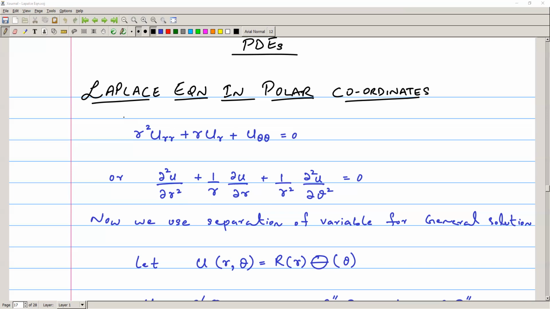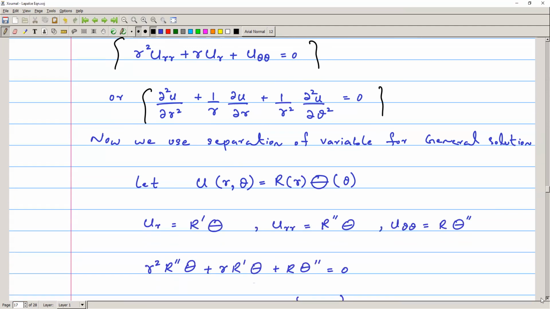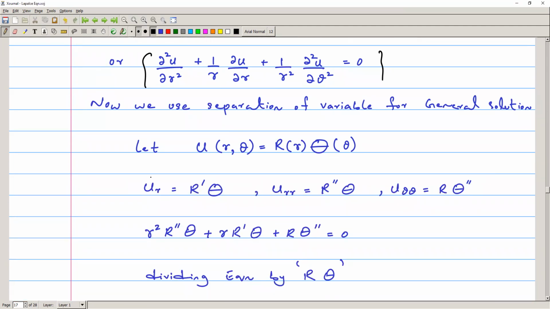So the Laplace equation in polar coordinates is given by this form: r squared u_rr plus r u_r plus u_theta theta is equal to 0, right? And we can also write the equation in this way. By using separation of variables, the classical technique we have been using since we started the heat equation, here we will apply the same method, that is separation of variables: u(r, theta) is equal to R, a function of r, and capital Theta, a function of small theta, right?